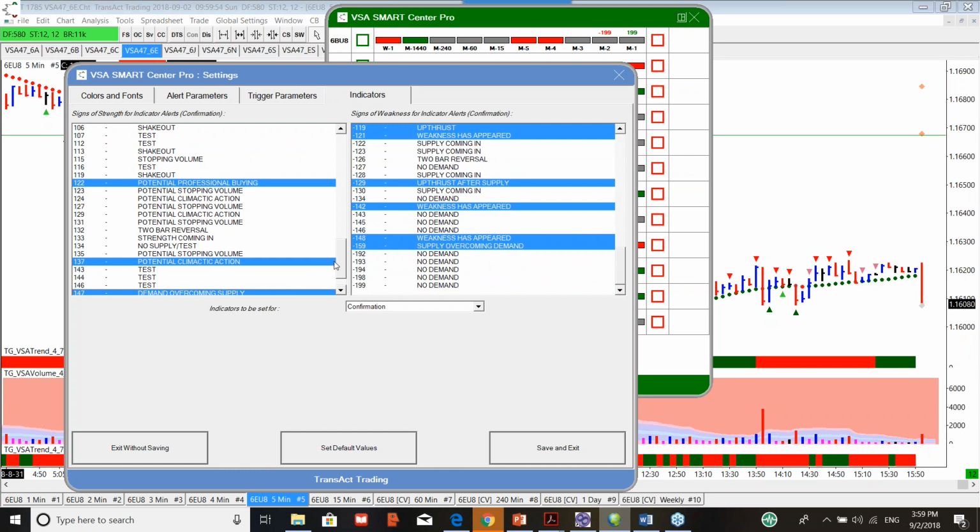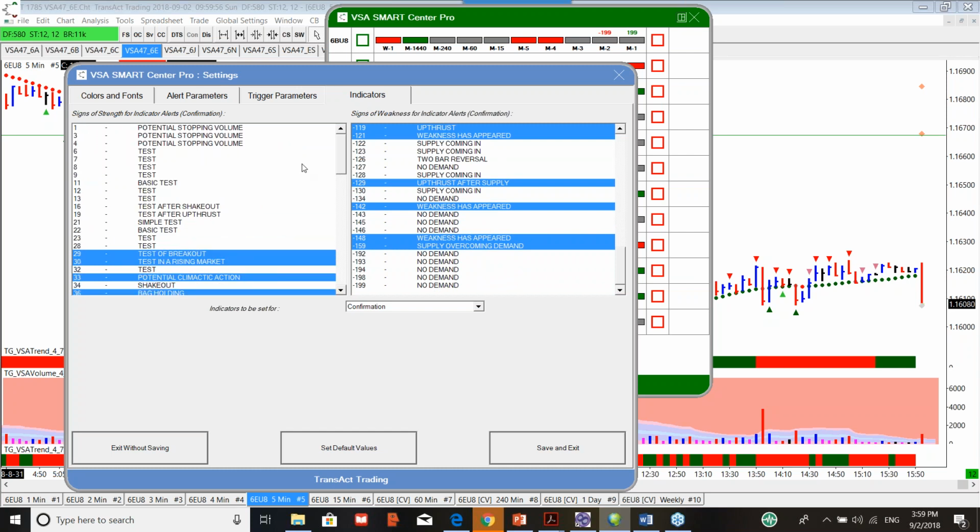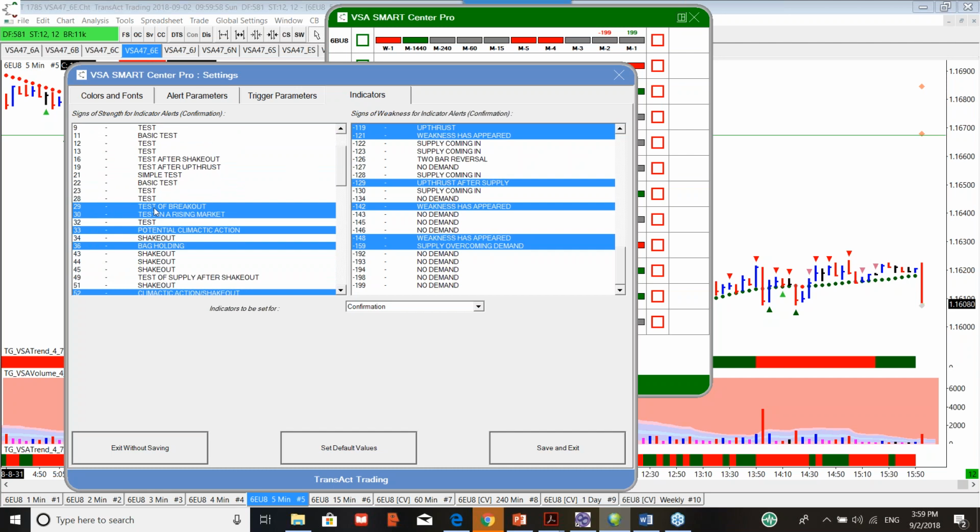Now, there are some additions to the buying as well, and the additions are the tests. So 29 and 30, the test of breakout, which are not on ultra high volume, which makes it an addition to top bot, which is not on ultra high volume. It's the only two that are not: a test of a breakout and a test in a rising market.